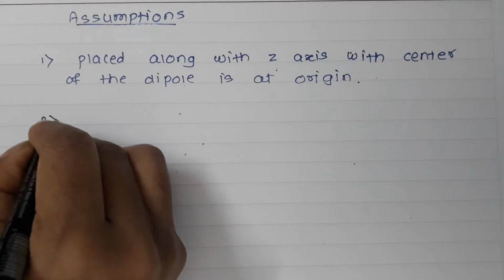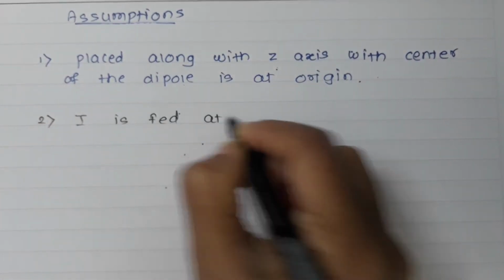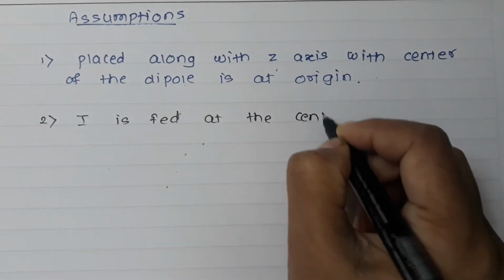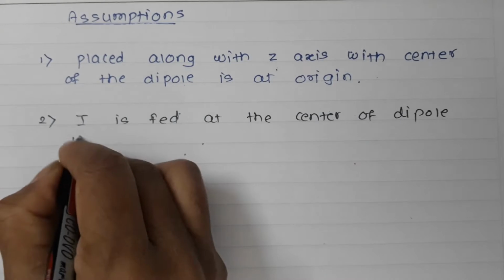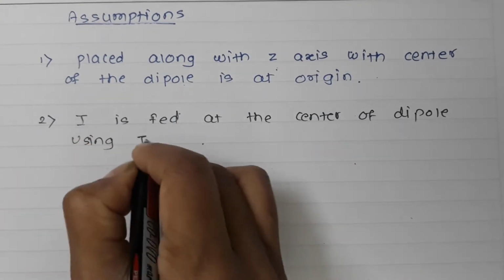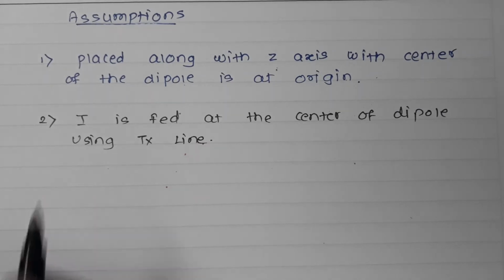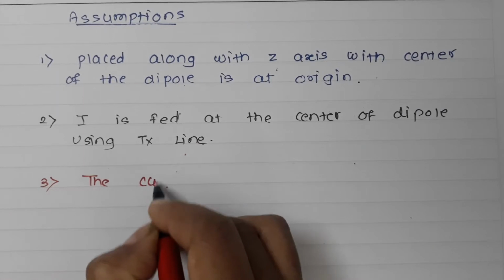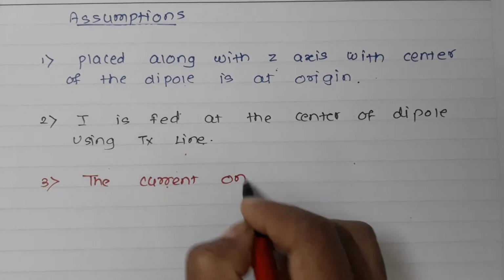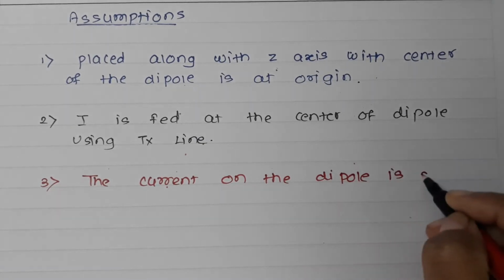The second assumption is that the current is fed at the center of the dipole using a transmission line. This is my second assumption. Let us assume the third thing: the current on the dipole is sinusoidal.